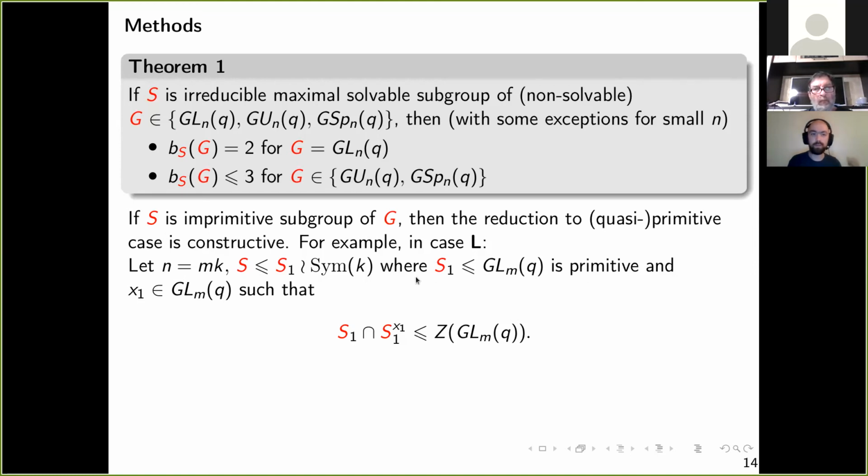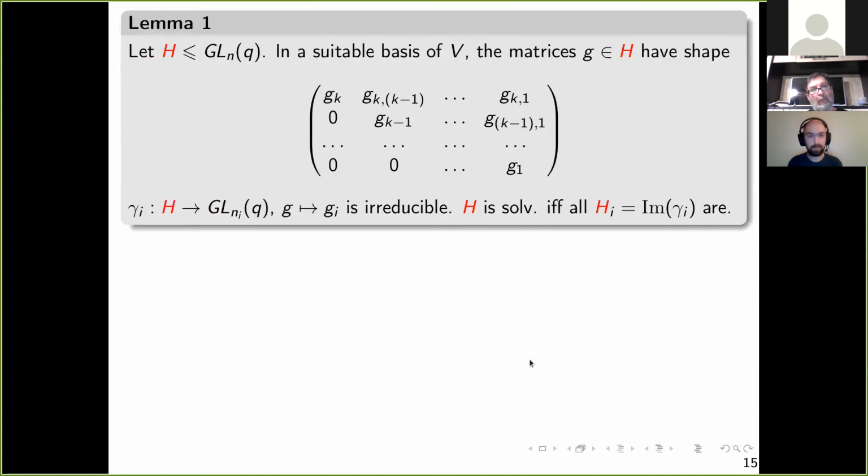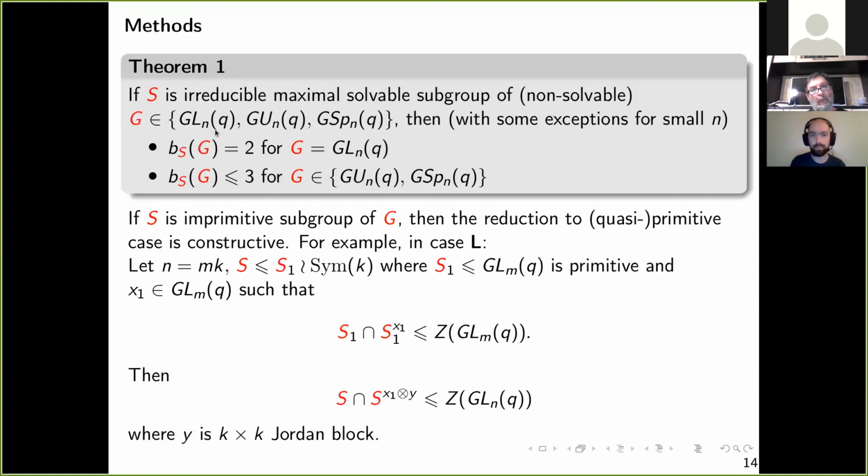And then by the previous step, we know that for the intersection of two conjugates, there is some element from GLM which gives us scalar matrices in the intersection. So in this case, we can take the Kronecker product of X1 and Y, where Y is a K by K Jordan block, and we can show that this intersection also lies in the center of GLM. That's how the theorem works basically for unitary and symplectic groups; the construction is different but in the same spirit.